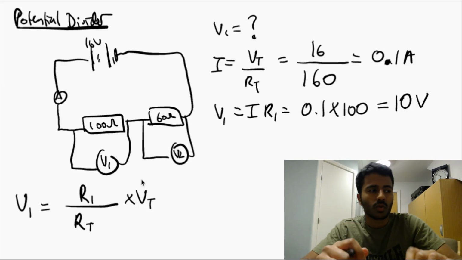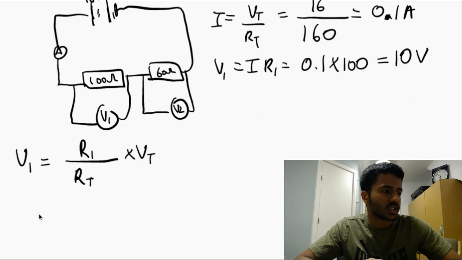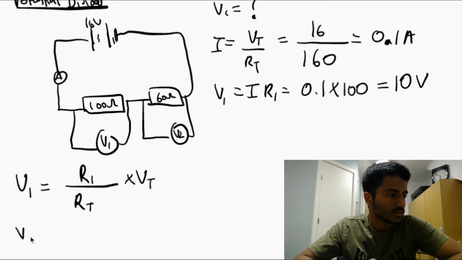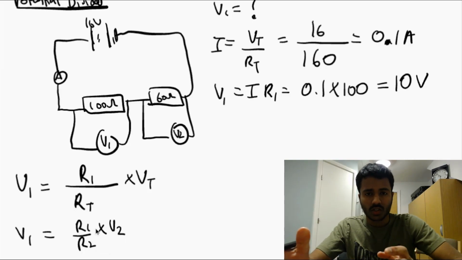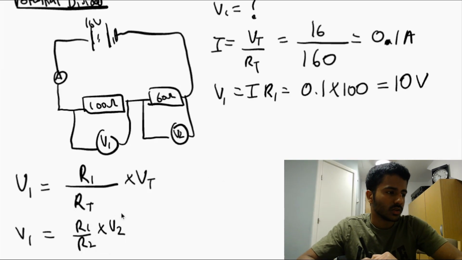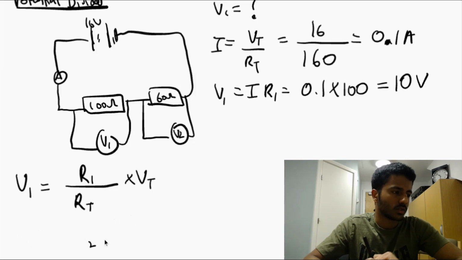Now this can also work if you knew the voltage across, let's say, the 60 ohm resistor: R1 over R2 times V2. If you knew the voltage across the 60 ohm resistor, we could call that V2 and use the ratio method with R1 and R2 to work out V1. But at the moment we don't for this circuit, so let's just stick to the first potential divider equation.